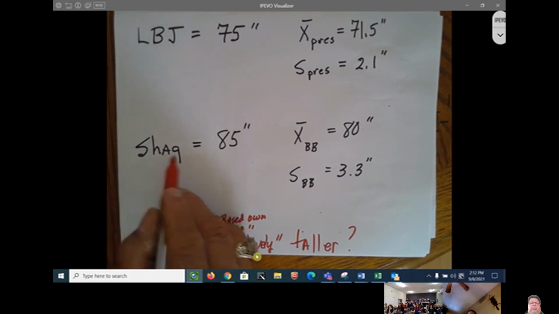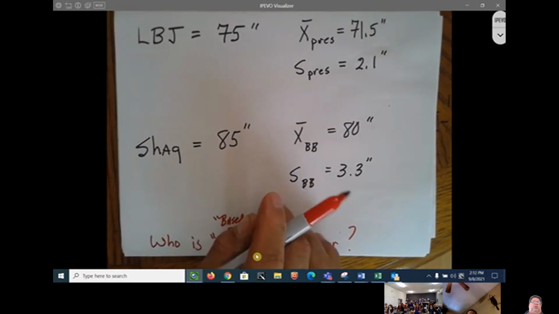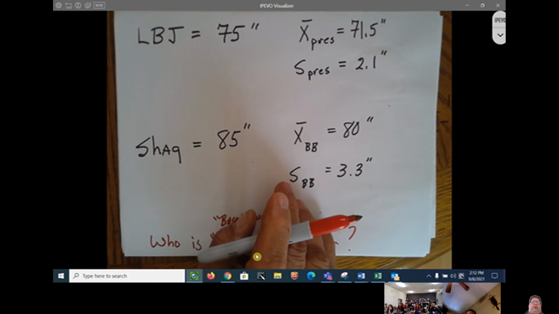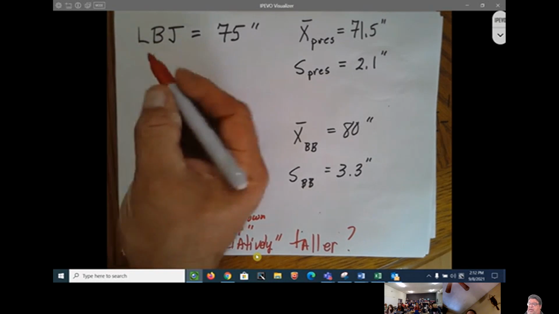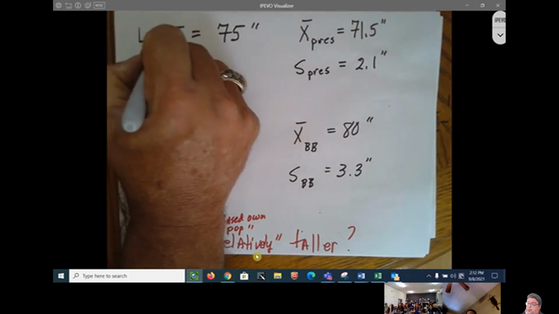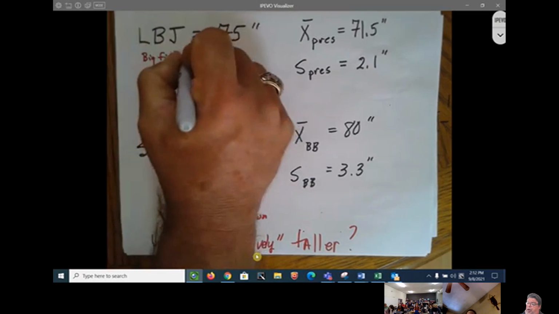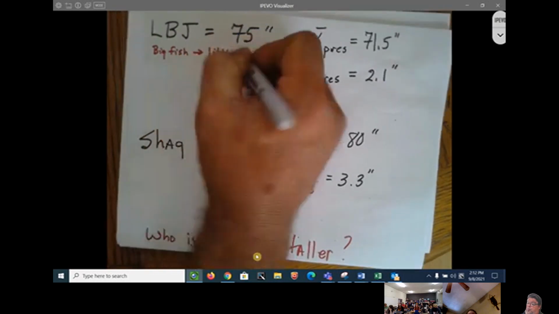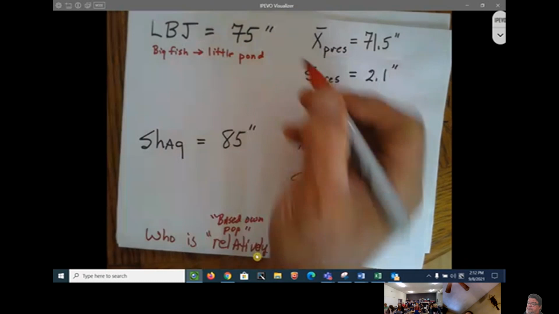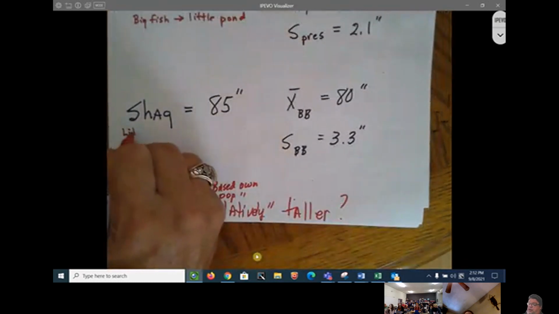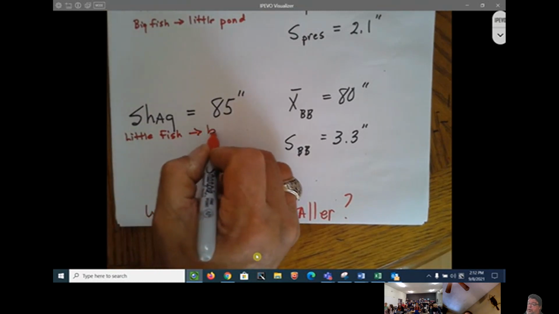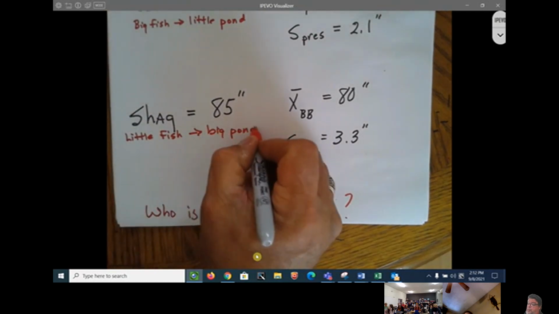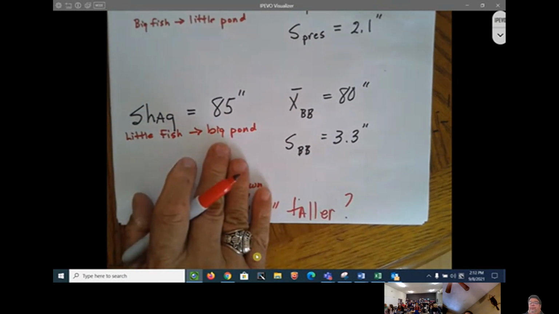But what about being a basketball player? Does being tall, is that an advantage in basketball? Yes, it's an advantage. So LBJ is a big fish in a little pond. What is Shaq? He's a little fish in a what? Big pond. In a big pond. So who is relatively taller?